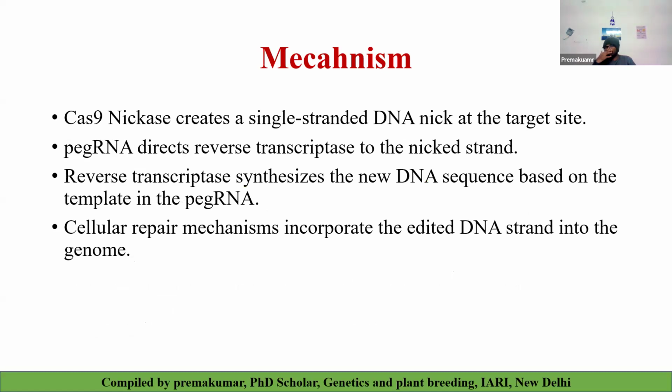Like in the video, first Cas9 creates a single-stranded nick, then your pegRNA directs the reverse transcriptase to the nicked strand. Then reverse transcriptase synthesizes a new DNA strand based on the template that you are providing by the pegRNA. Then the cellular repair mechanism, like flap endonuclease, cuts one strand, and it will ligate, so that you introduce your desired mutation in the genome.